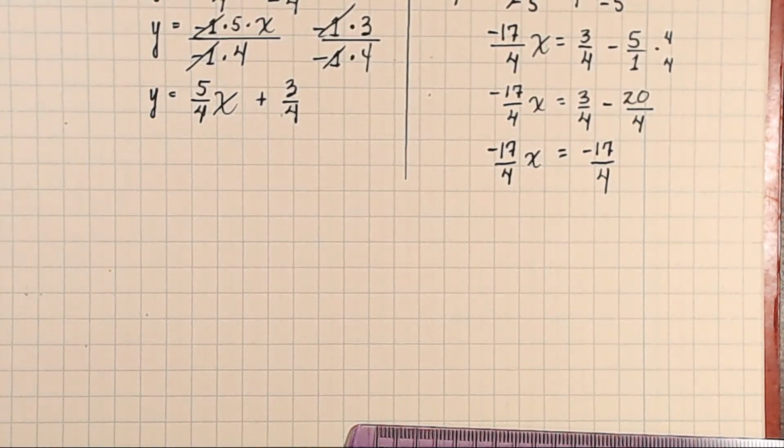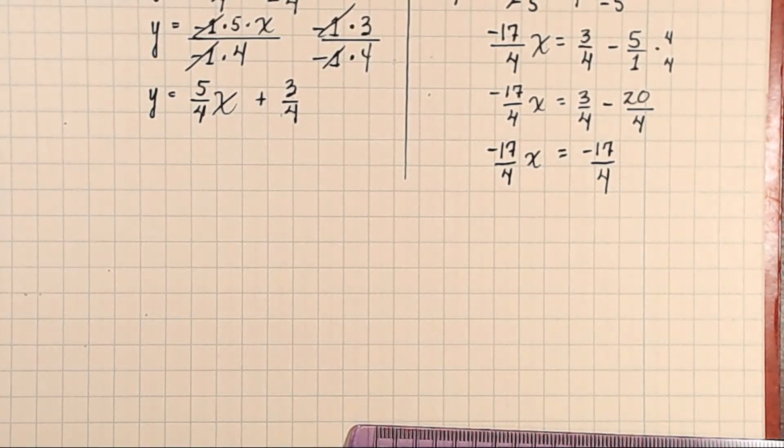Okay? Now, person who I may not name because this is being publicly recorded, how do I get rid of the negative 17 over 4 next to the x? I've got to divide it out, right? But how do I divide out a fraction? Can't subtract it. I've got to divide a fraction by a fraction.